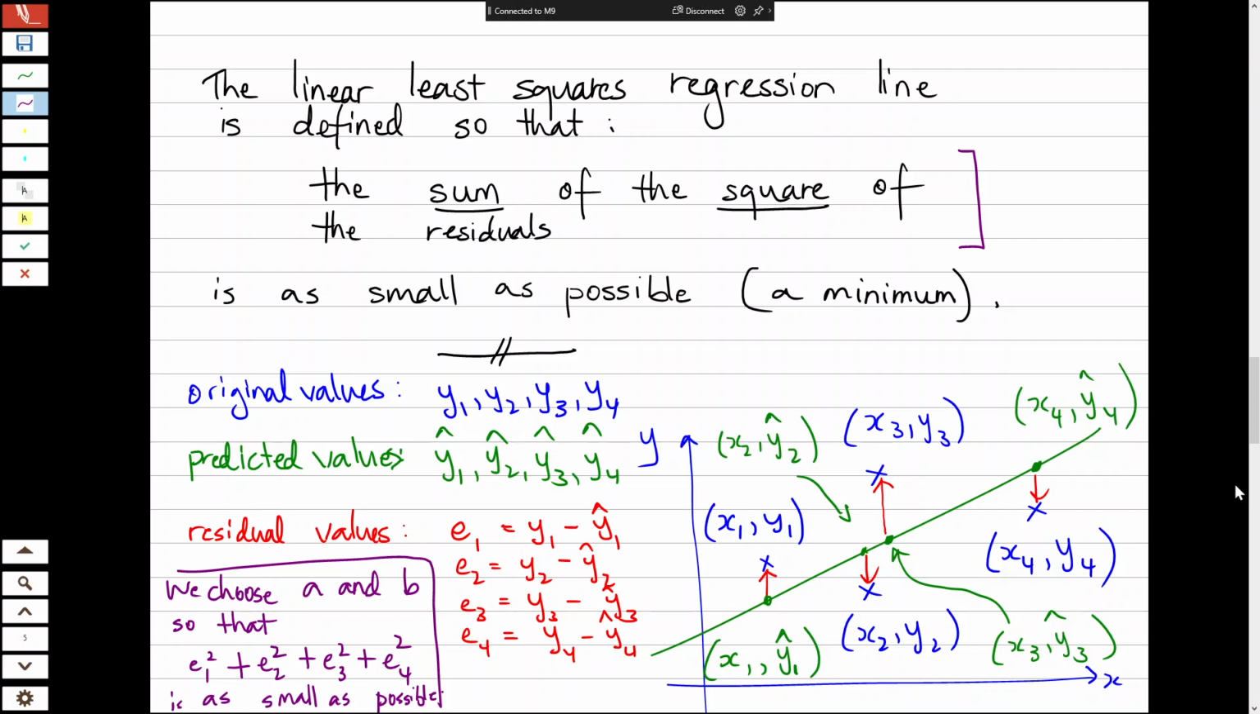So, here's our goal. If I choose a line, y equals a plus bx, I will have these errors or these residuals, and I want these errors to be as small as possible when I calculate this particular sum. If I can make this as small as possible, then I have chosen my slope and my intercept.